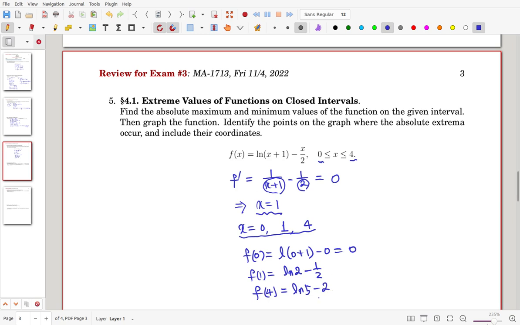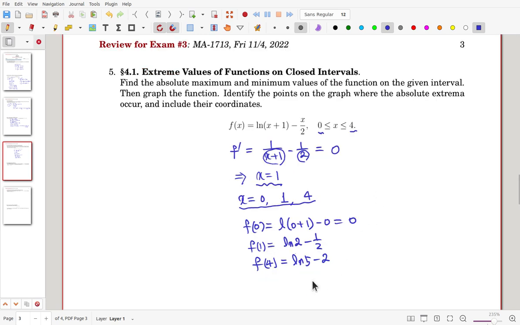Looks like f of 1 is positive, and f at 0 is 0, so that one, f of 1, will be the absolute maximum. And f of 4 is negative, so that will be the absolute minimum. Okay, let's check it by using the computer.